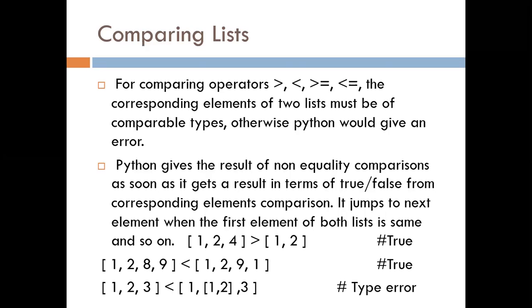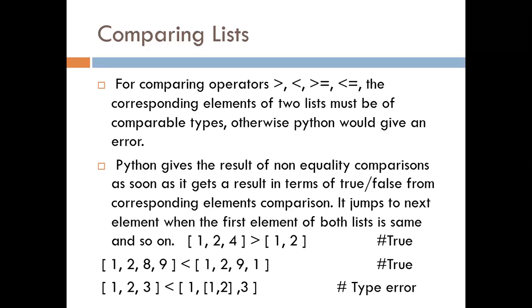So you can compare two lists using standard comparison operators of Python. Python internally compares individual elements of the list in lexicographical order. This means that to compare equal, each corresponding element must compare equal, and the two sequences must be of the same type. That is, they must have comparable types of values. So for the comparison operators, the corresponding elements of both lists must be of comparable types. Otherwise, Python will give an error.